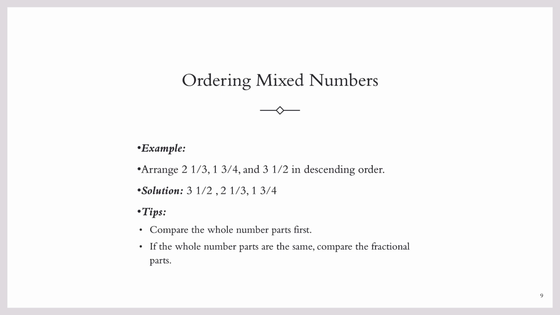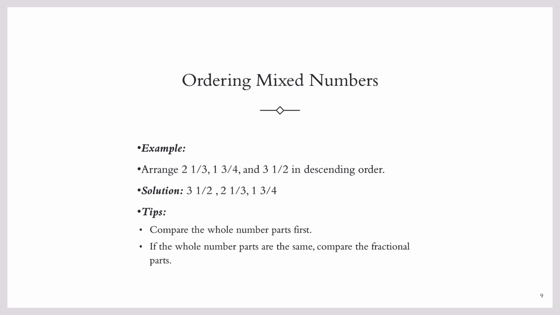Now there are a few tips that we should keep in mind. The first one is we compare the whole number part first. If we have differing whole number values, we are simply going to put them in descending order of the whole number values. We are not even going to look at the fraction part. But if they have the same whole number value, let's say we have 2 as the whole number for one value and 2 as the whole number for the second value, then we are going to look at the fraction part, and arrange them based on their fraction value.